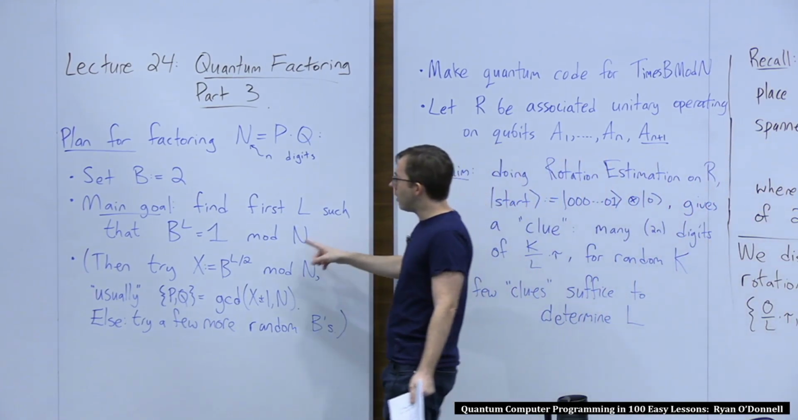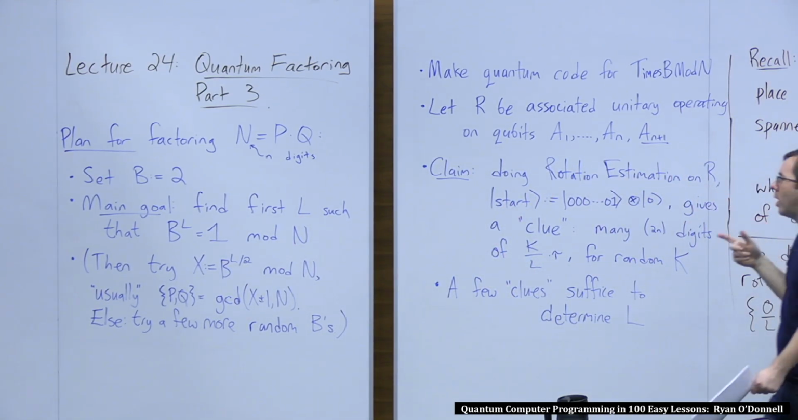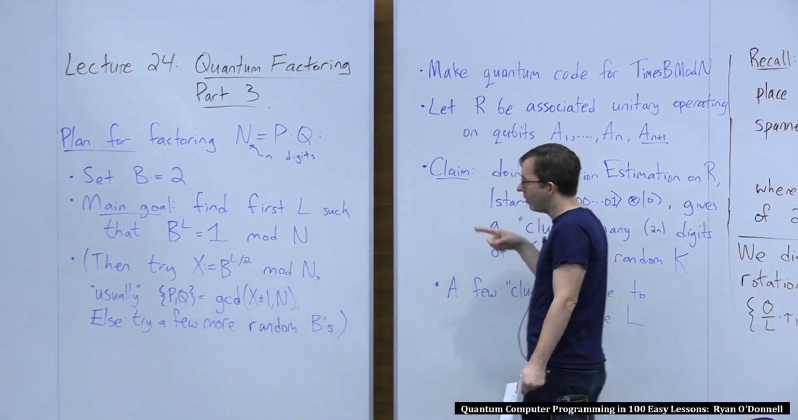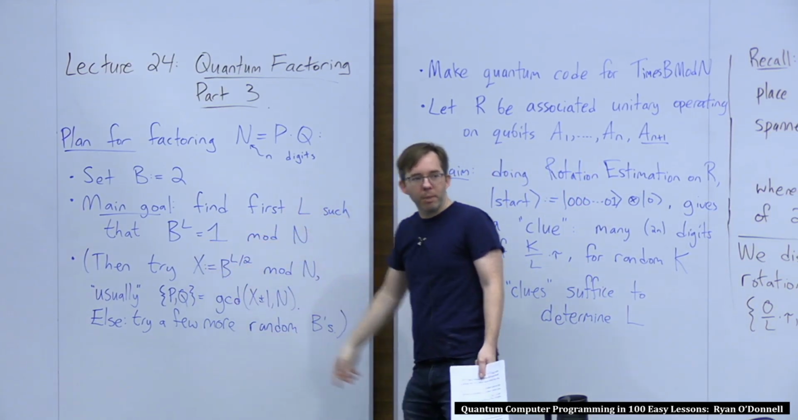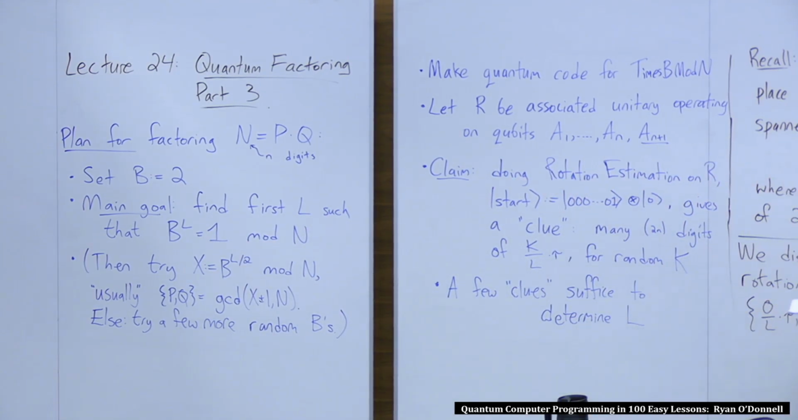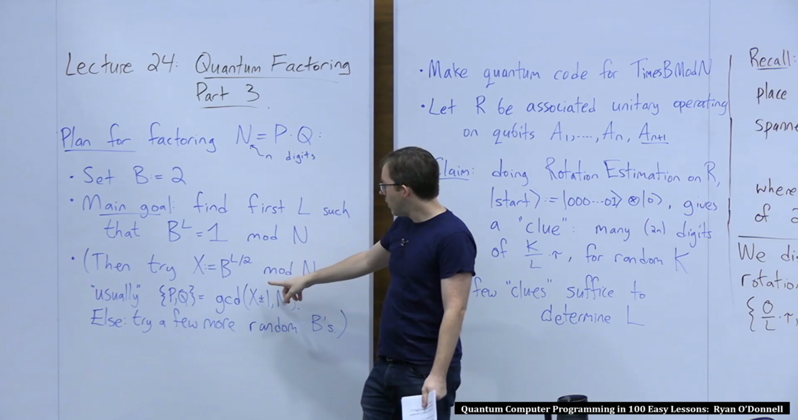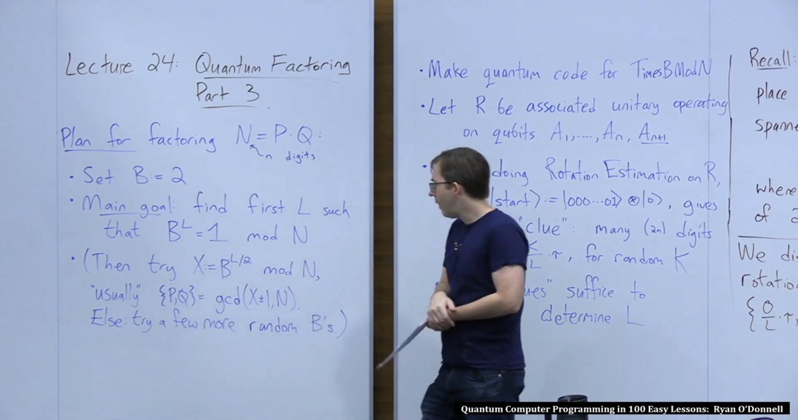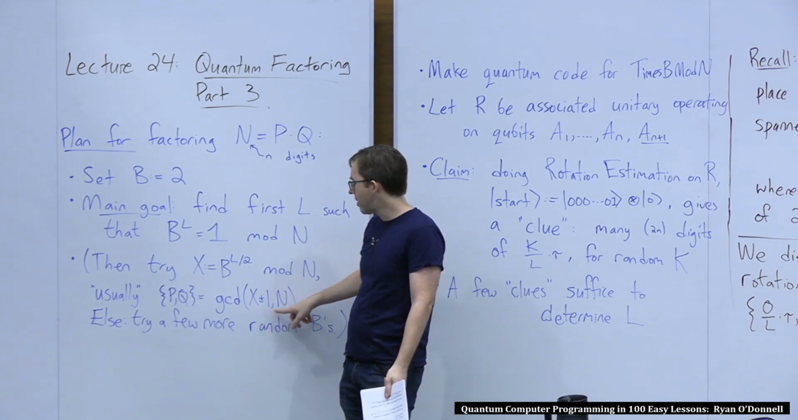And the main goal is to consider all the powers of b mod n, 2, 4, 8, 16, always mod n. And you want to find the first one that wraps back around to 1 mod n. And then you've sort of found all the powers of 2, or b. And the main goal is to figure out what is L, the number of such powers of 2, or b. Okay? And that's the part you need the quantum computer for. And it's known once you can get that, what you can do is try to compute x, which is b to the power of half of that L mod n. And then once you do that, then usually you can get the prime factors by computing the GCD of x plus or minus 1 with n.